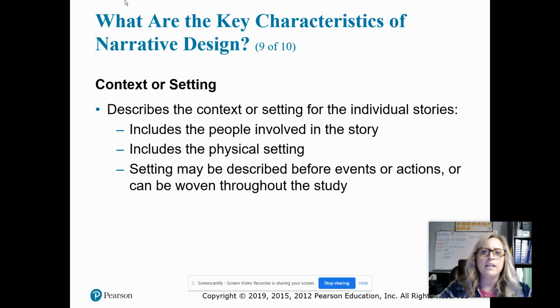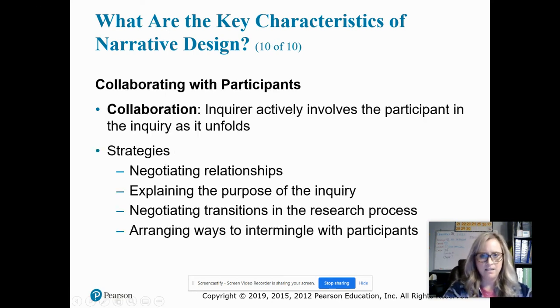Now, another key characteristic of narrative design is identifying the context or your setting. This is the place where the story physically occurs. Okay, so that's pretty easy to understand. Next, another key characteristic of narrative design is when you collaborate with your participants. So that's something that we haven't really seen before in research, is being able to work with the participants so closely. And so that's going to happen. You're going to get more involved with them as it unfolds.